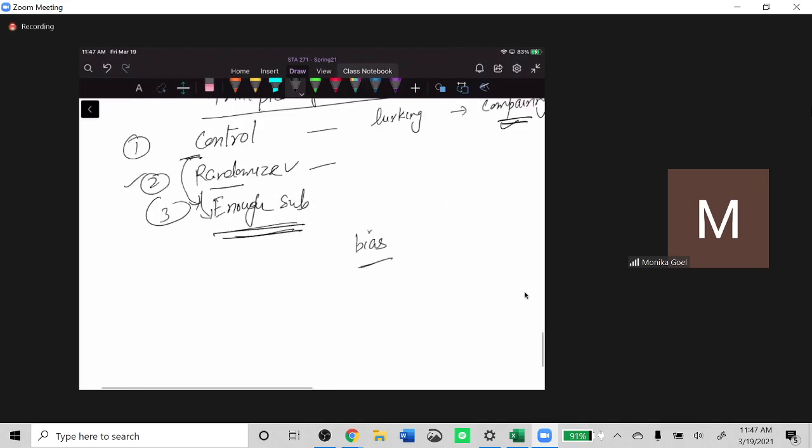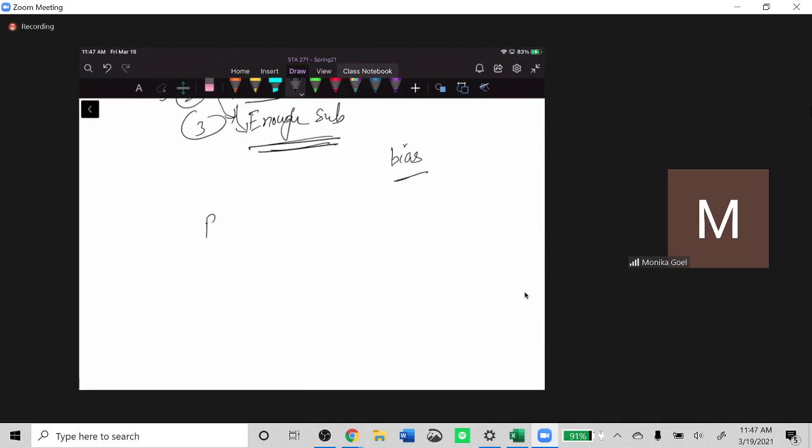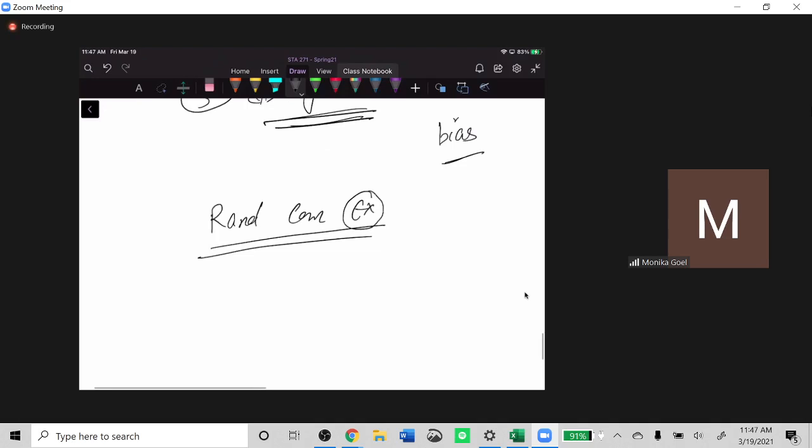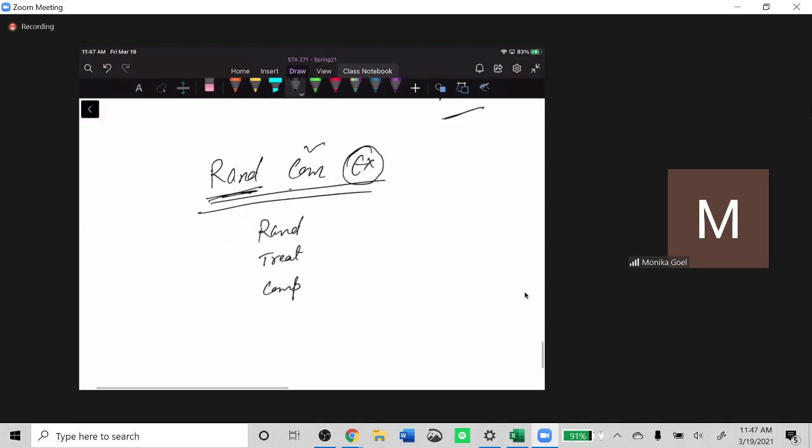And the last topic that we have is randomized comparative experiments. As the word says, we are doing the experiment, so we are applying the treatment. How? We do the randomization, then apply the treatment, and then compare the treatments. So randomize, apply treatment, and then compare the effect of those treatments. This is a randomized comparative experiment.